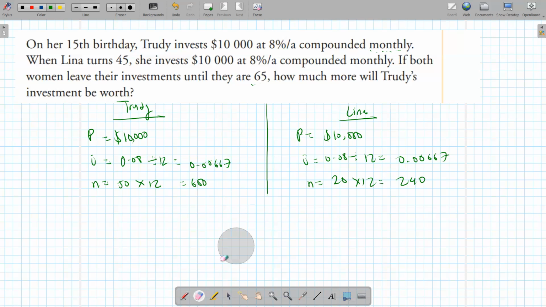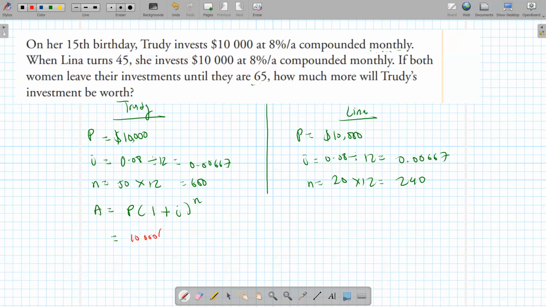What's next? Which one do you think will have more money, Trudy or Lena? I'm going to find the A for both of them. Trudy, definitely, because P is the same, I is the same, but N is greater for Trudy. She's going to keep it longer, more than double, because she's putting it in for 50 years whereas Lena is only putting it in for 20. So Trudy will have accumulated more interest over those years.